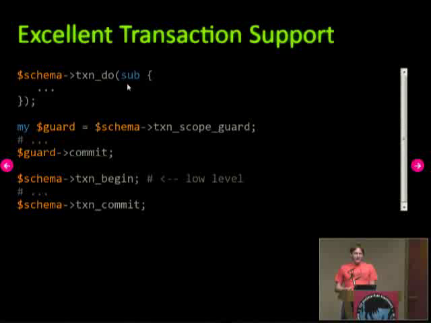The low-level txn_begin and commit exist. I have never used those, not once. I don't know why you would. I would say you probably shouldn't, but they're there. txn_do has one strange caveat: if you lose database connection, it will rerun that code ref. So be careful what you do there. Like if you were to print out something, it would print it twice, possibly.